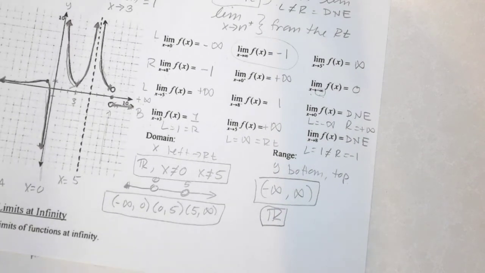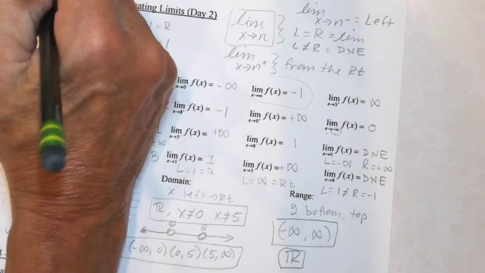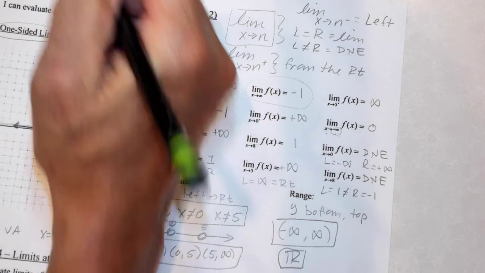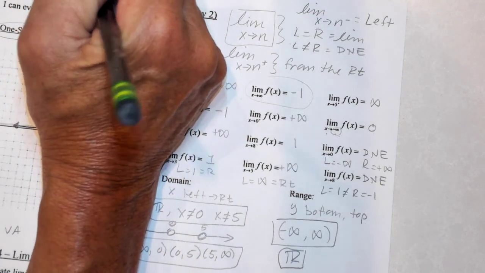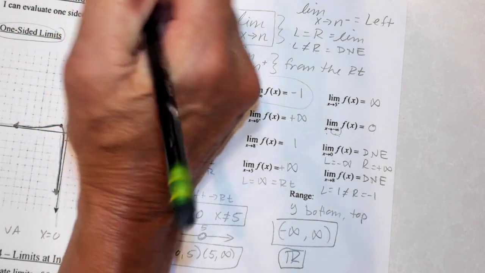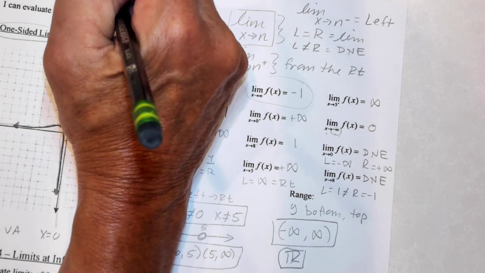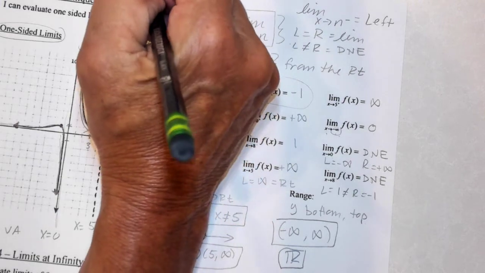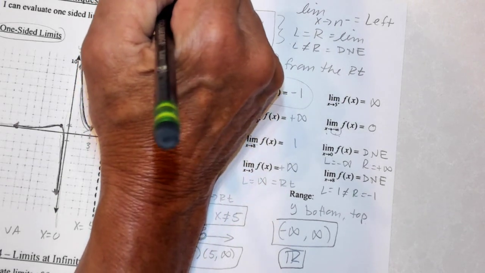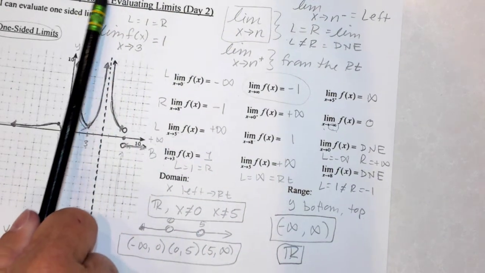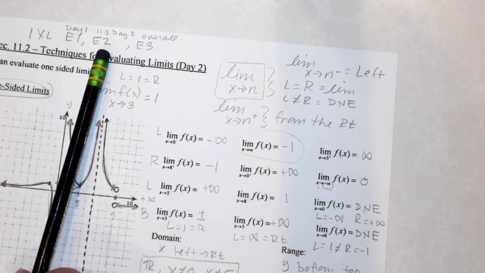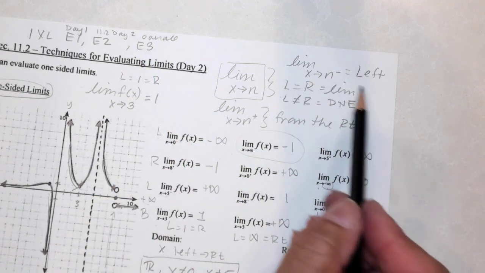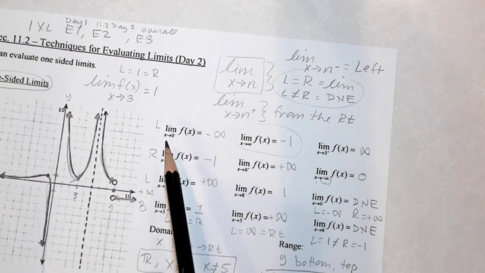So now you should be all set. There's a few IXLs. You're going to do IXL E1, which practices day 1. E2, which practices what we're doing right now, 11.2, day 2. And then we're going to practice E3, which is overall limits. Whereas this one will just focus on coming from the left and right with the little baby plus and minus signs, this one will go back to the concept that the left and right have to equal each other.